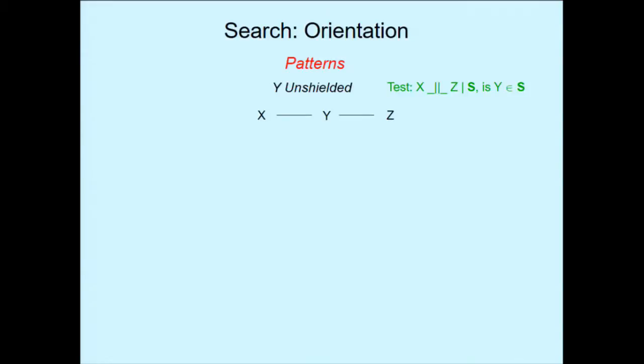What is the test? We test to see when X was independent of Z by the set S, and we look at whether Y is an element of the set. Now see if you can guess ahead of time what we would do if that set S did not contain Y. How do we orient that triple? Or alternatively, if you want to guess, suppose Y is in that set.